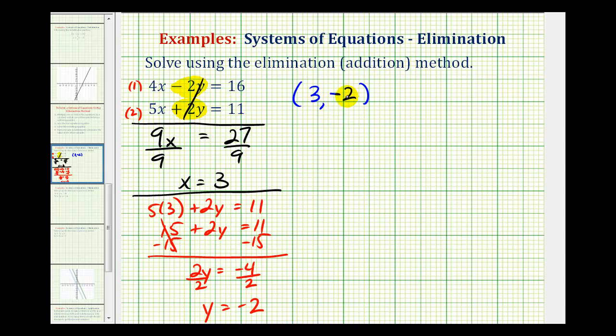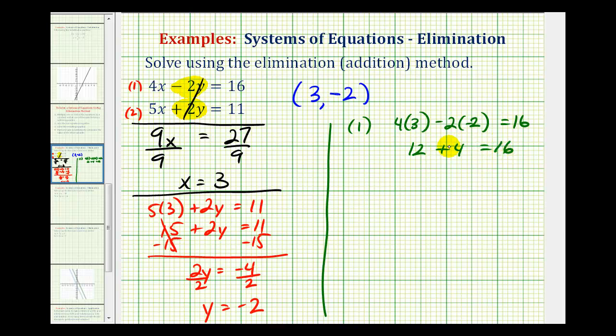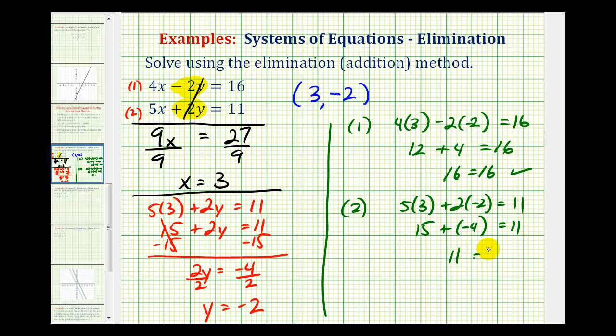Let's go ahead and verify this ordered pair satisfies both equations. So using equation 1, we would have 4 times x, or 4 times 3, minus 2 times y, or 2 times negative 2, equals 16. Well, this would be 12. This would be plus 4 equals 16. So this checks. But we also have to show that it works in equation 2. So for equation 2, we'd have 5 times 3 plus 2 times negative 2 equals 11. This would be 15 plus negative 4 equals 11, which also checks.